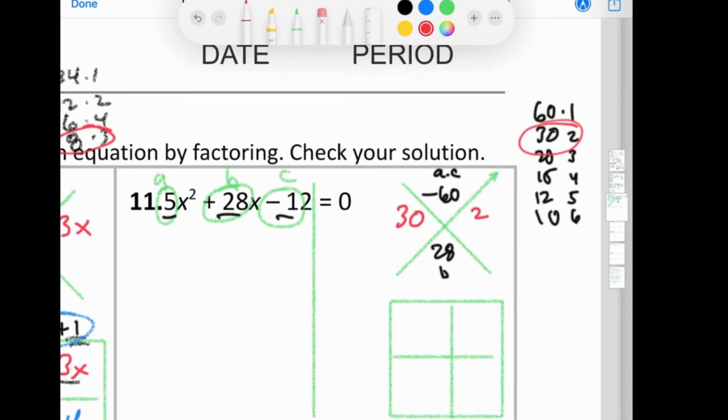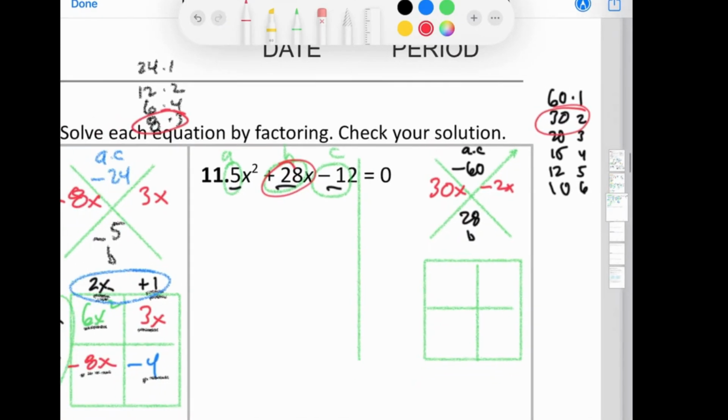Okay. So 30 times negative 2 equals negative 60. 30 plus negative 2 is 28. Add an X here. Those two are always going to go in the bottom left, top right. 5x squared, always, and then negative 12, always.